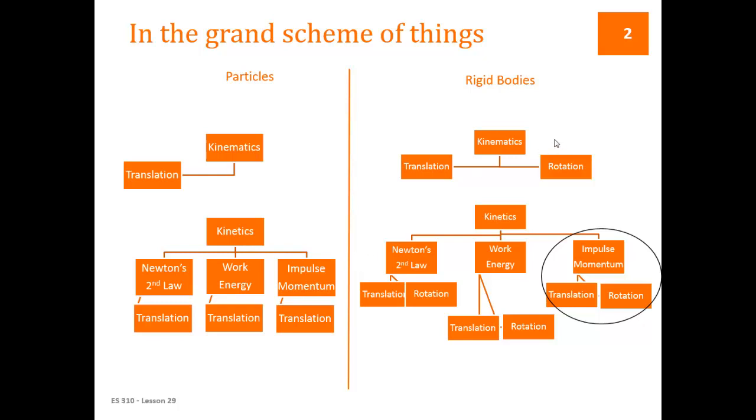Then we moved on to rigid bodies. In the kinematics, we studied both translation and rotation. And in the kinetics, we studied Newton's second law for both translation and rotation, work energy for both translation and rotation, and today we start impulse momentum for translation and rotation.